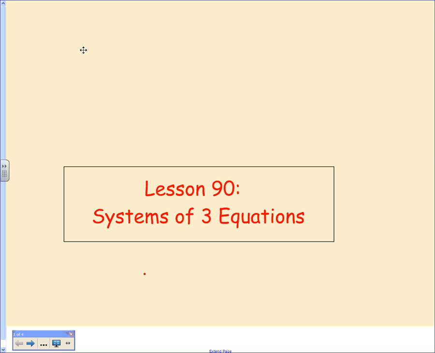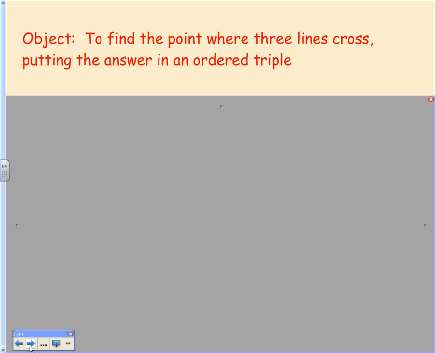So we're looking at systems of 3 equations, lesson 90 today. Systems of 3 equations. We're going to find the point where 3 different planes intersect. Yeah, we did skip lesson 89 or 87. And then you're going to put it in a triple, an ordered triple.